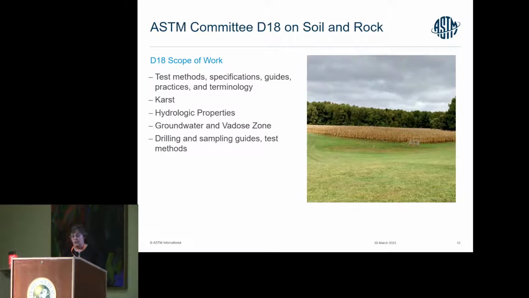D18's scope of work includes test methods, specifications, guides, practices, and terminology. Some of the subcommittees that may be of interest to this group are karst, groundwater and vadose, and hydrologic properties. And then some of our 365 standards, we have drilling guides, we have sampling guides, we have air permeability, water permeability, sieve analysis. We have a lot of tests, 365, so name what you want.